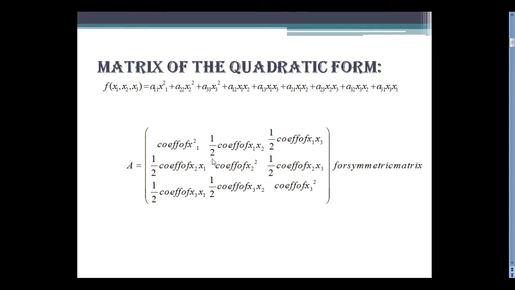Then half into the coefficient of x1 x2; we have to multiply by half, and the same value goes here also, for the coefficient of x2 x1, which is equal to x1 into x2. In the same way, half into the coefficient of x1 into x3. After filling all the values, we get a symmetric matrix.